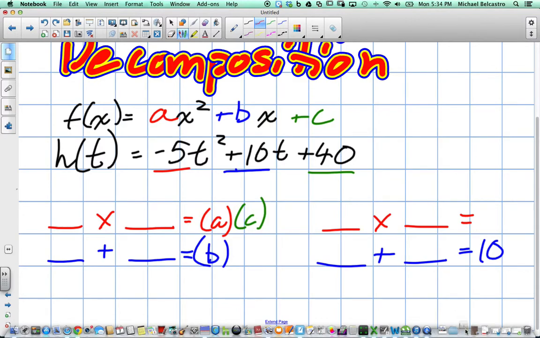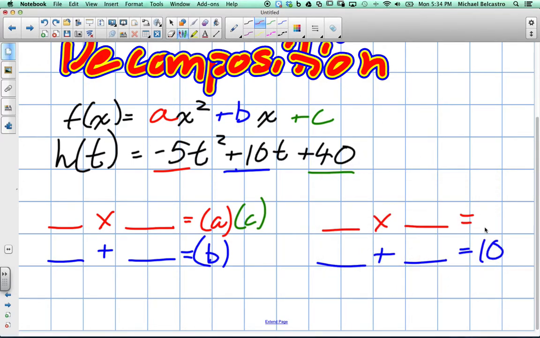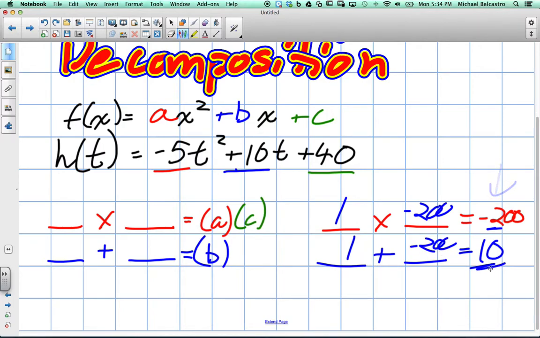So maybe we should bring up a calculator to see what a times c is. A is -5, so -5 times positive 40 equals -200. We need two numbers that multiply to -200. One thing I can start doing is trying out factors of 200. There's 1 and -200. Because it's a negative, one of these will have to be negative, but 1 and 200 definitely don't get me to 10. There's 2 and 100, but even if one of them is negative, they still don't get to 10.